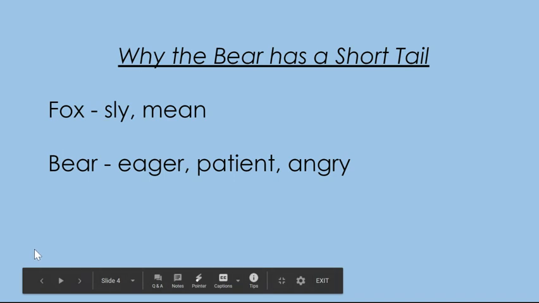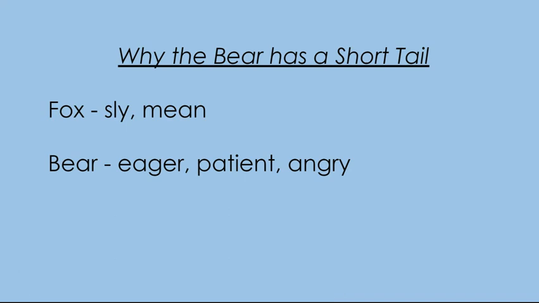In the story Why the Bear Has a Short Tail, the fox was sly. He tricked the bear, making him think that putting his tail through the ice and sitting there all day was how he would catch fish. So we could call him sly. He was tricky. He tricked the bear into sitting there all day. We could also say that he was mean because he had the bear sitting there freezing all day, which is a mean thing to do. And he was even laughing about it at the end.